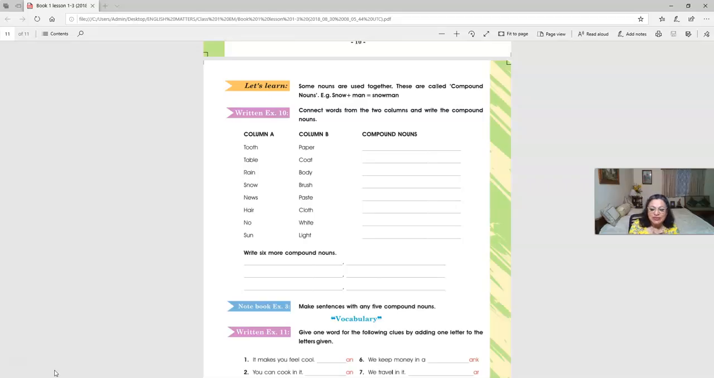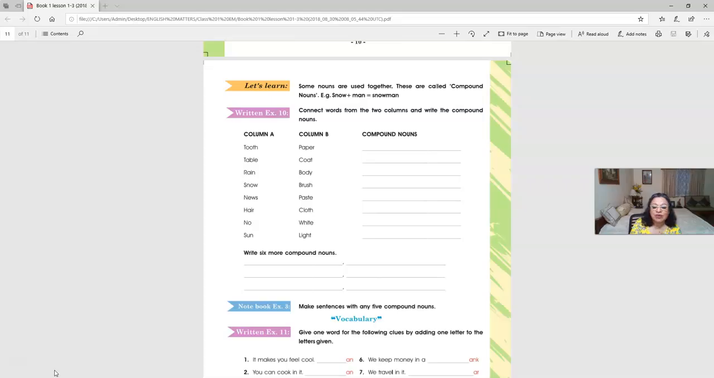Then news. Newspaper. Have you heard of newspaper? It comes in the morning and your father and mother read the newspaper. Now you see news is one and paper is one. They get combined and you say newspaper. Hair. Now with hair, hair coat. Hair body. Hair brush. Hair brush is the next one. Now with no. Nobody. Nobody called me. So no and body.